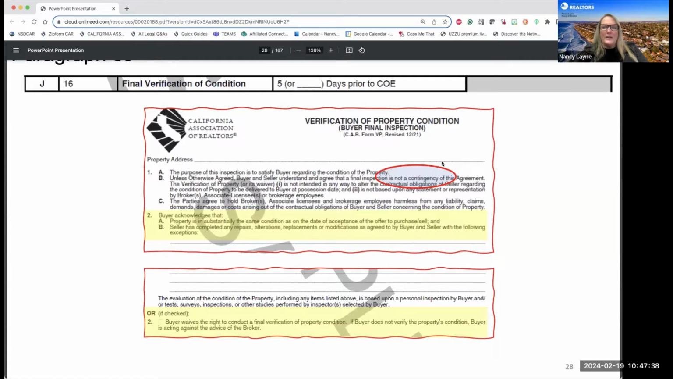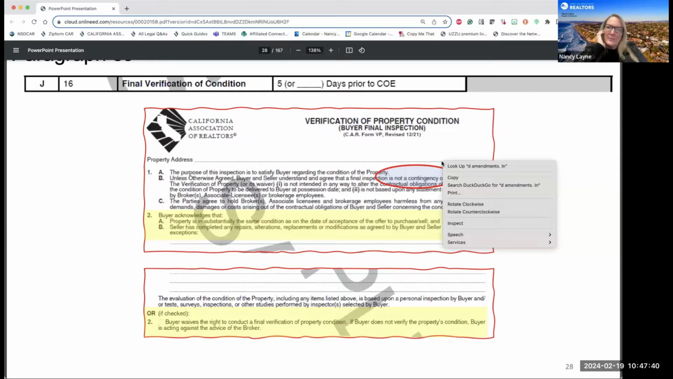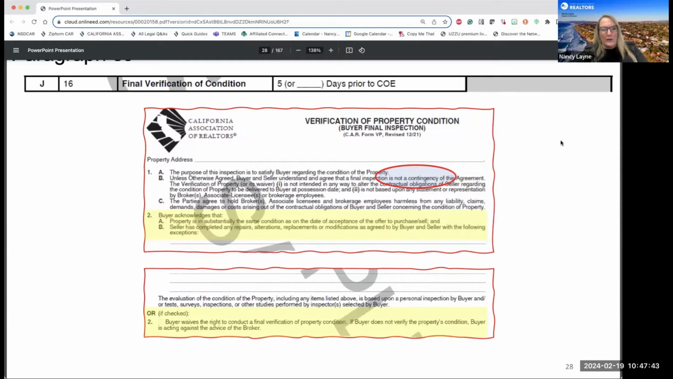The verification of property conditions. So this is an interesting section that people also very often get incorrect. Buyers don't understand, and buyers' agents don't understand how this actually works. And in the last, so 2 years ago, when the RPA was redone, they switched this section; it used to be second after the walkthrough section, which is kind of interesting. So the buyer final inspection, and this is that form.